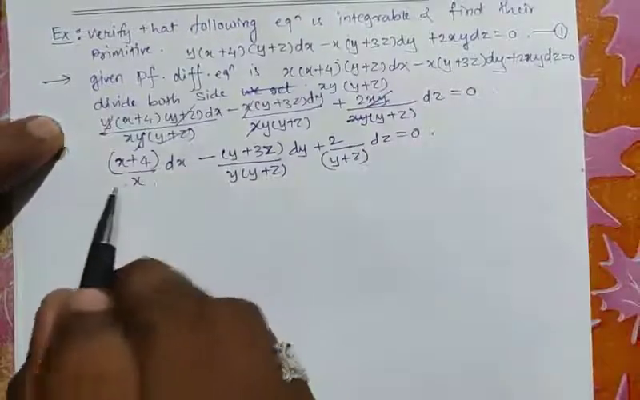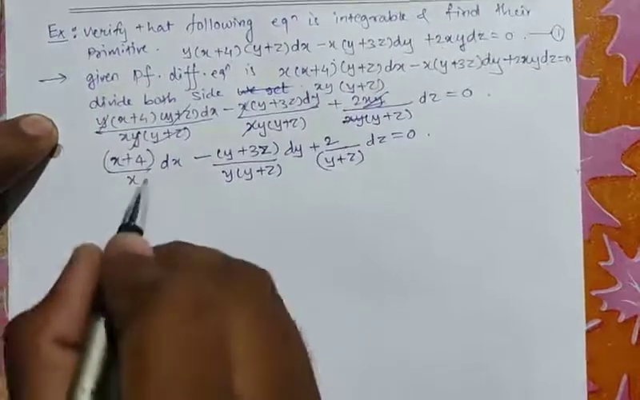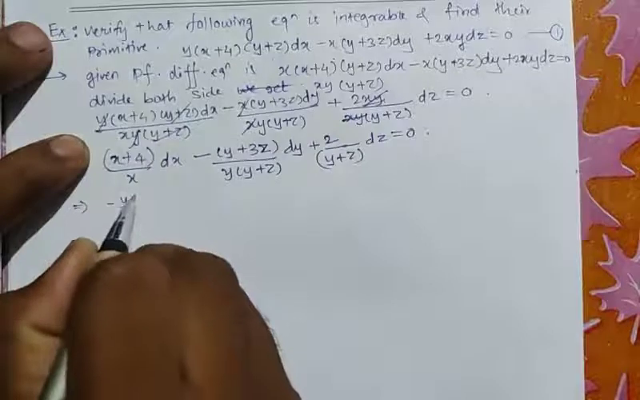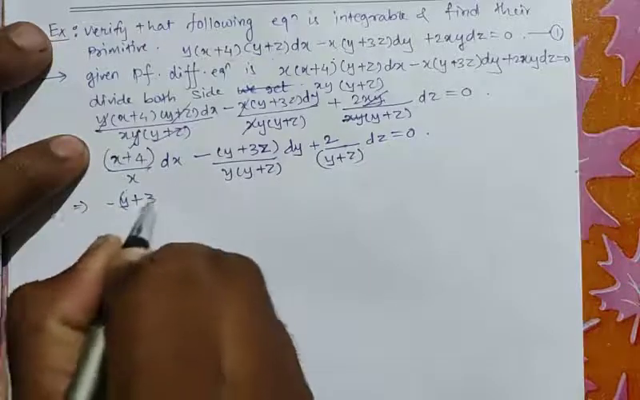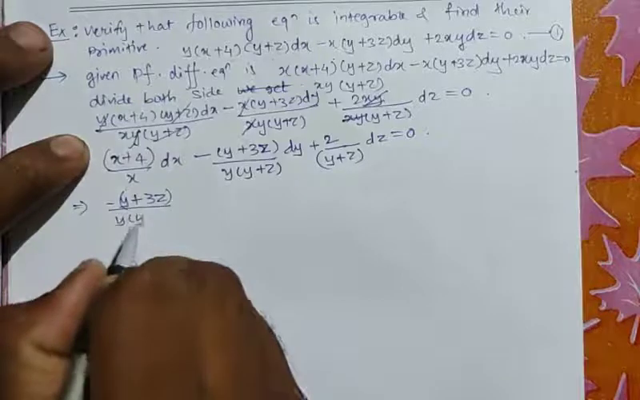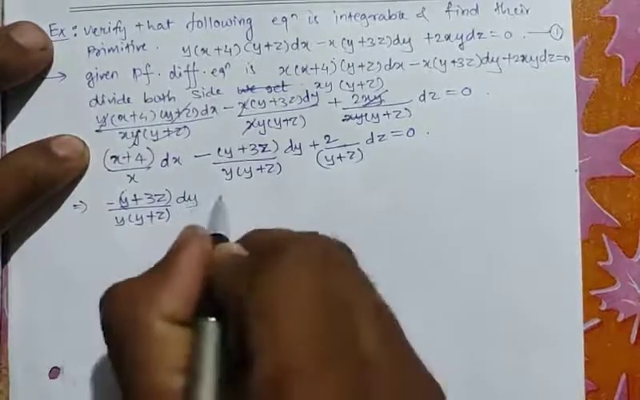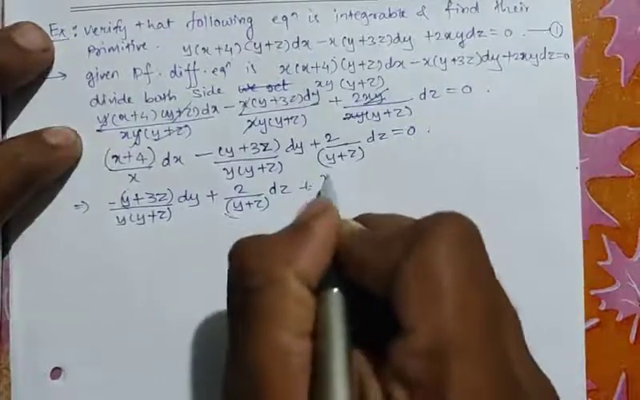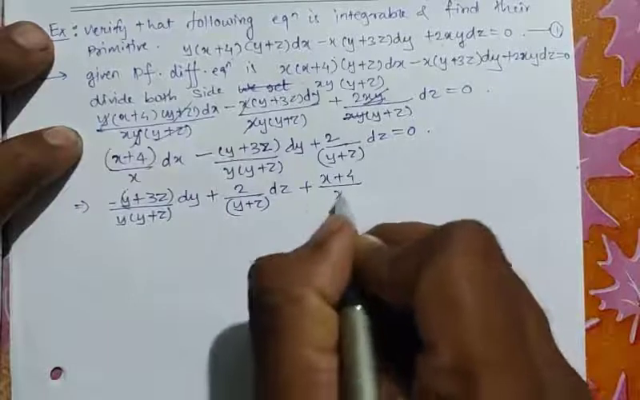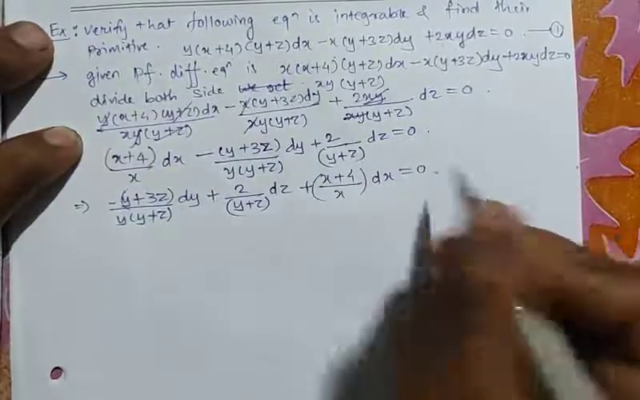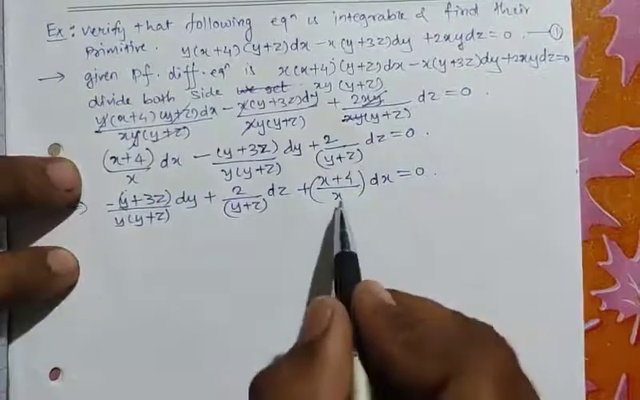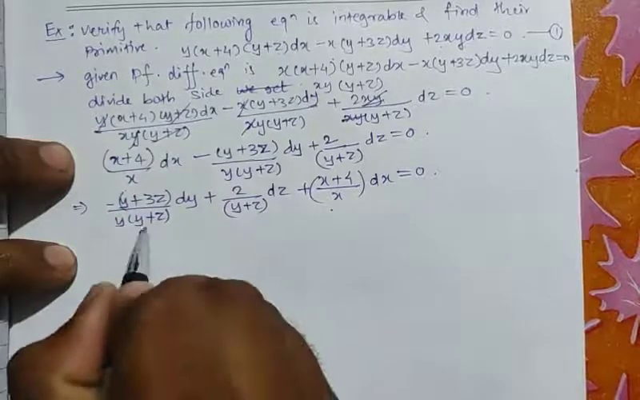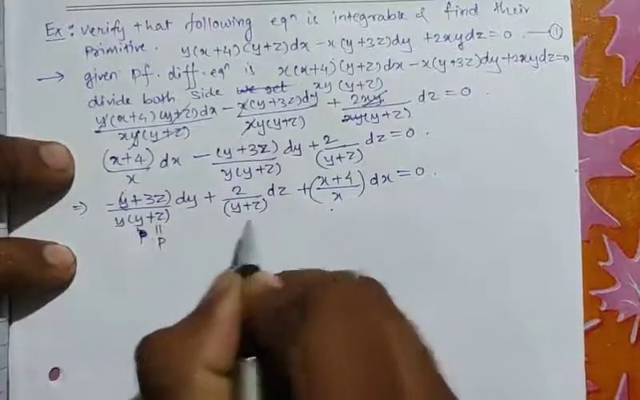So here one variable is separable, which is x. So I will write this last. That implies −(y + 3z)/(y(y + z)) dy + 2/(y + z) dz + (x + 4)/x dx = 0. So here x is in separable form. So this is the value of p, and this is the value of q.